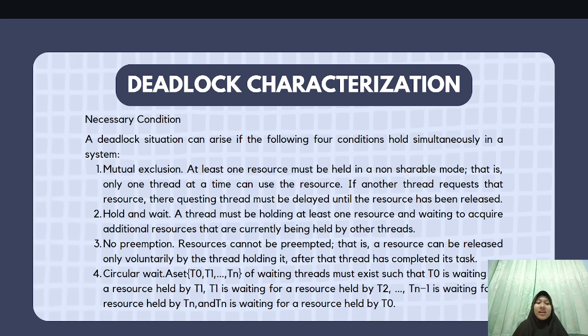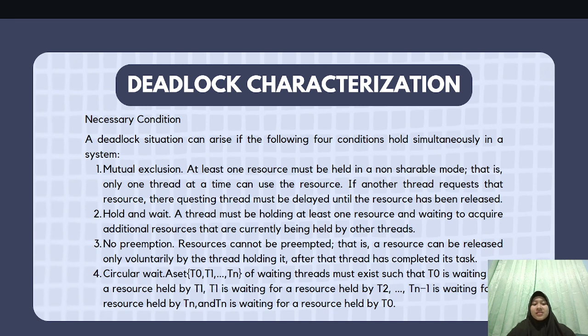The second one is hold and wait. A thread must be holding at least one resource and waiting to acquire additional resources that are currently being held by other threads. The third one is no preemption. Resources cannot be preempted, that is, a resource can be released only voluntarily by the thread holding it, after that thread has completed its task.